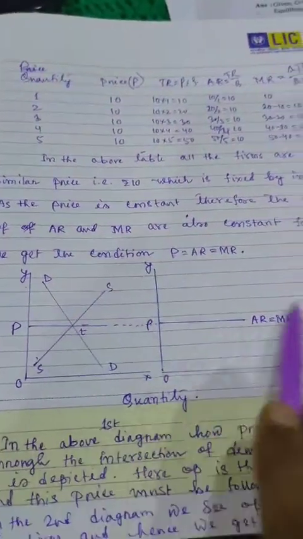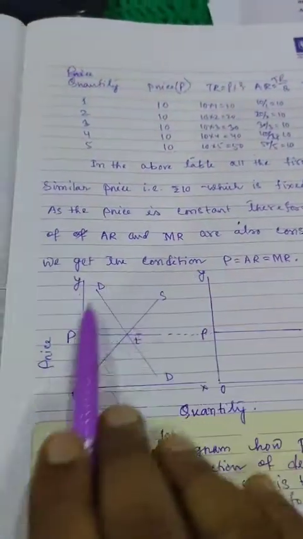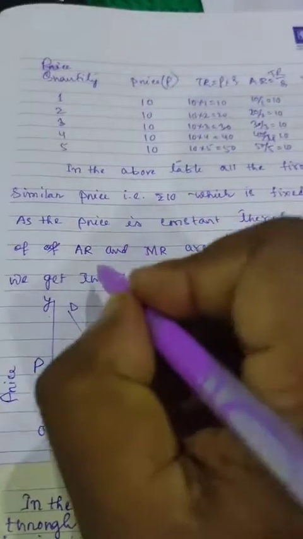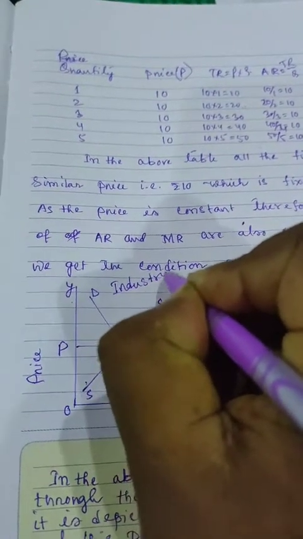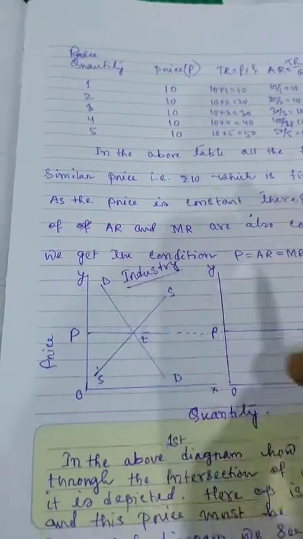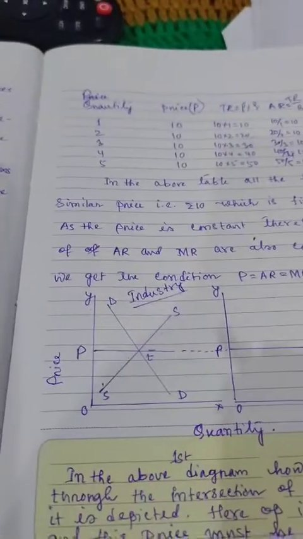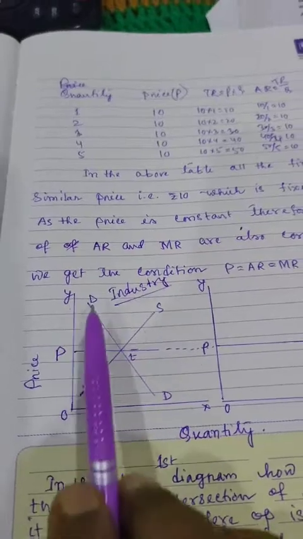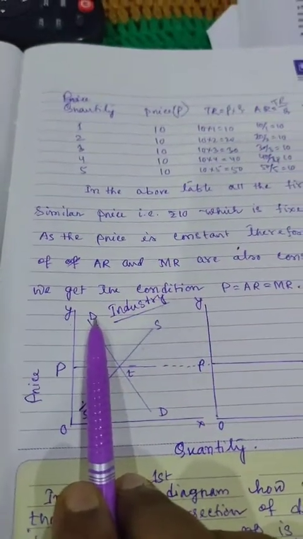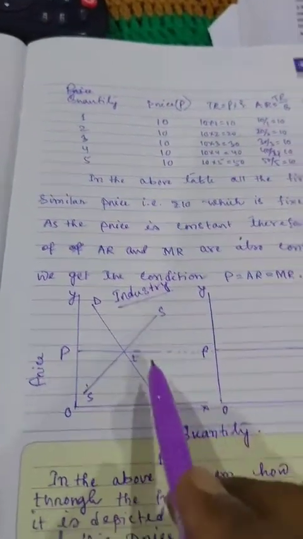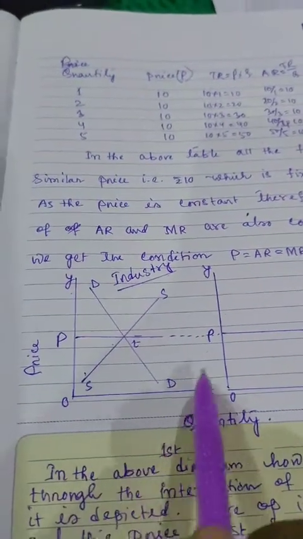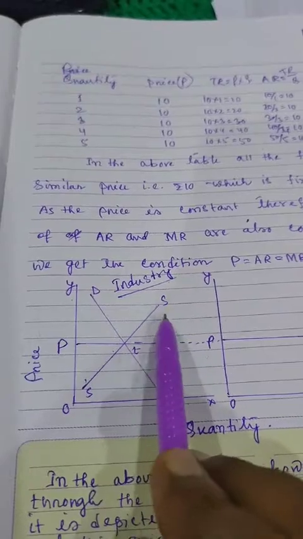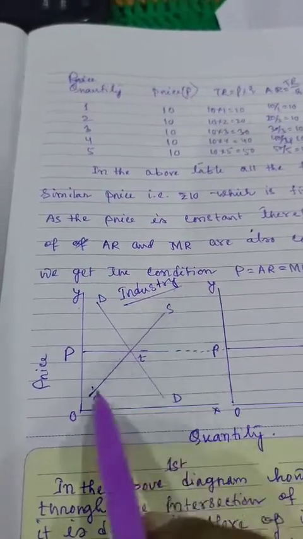Now here we have drawn 2 diagrams. The first diagram is for what? Industry. So what is the process of the fixation of the price of the commodity in the industry? We have to take the help of the demand and supply curve to get the price of the commodity. This is the demand curve, and it is downward sloping, all of you know about it. And this is the supply curve, and it is upward sloping, all of you know about it.